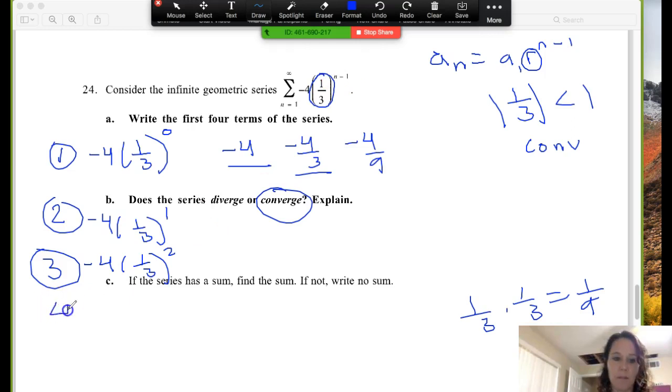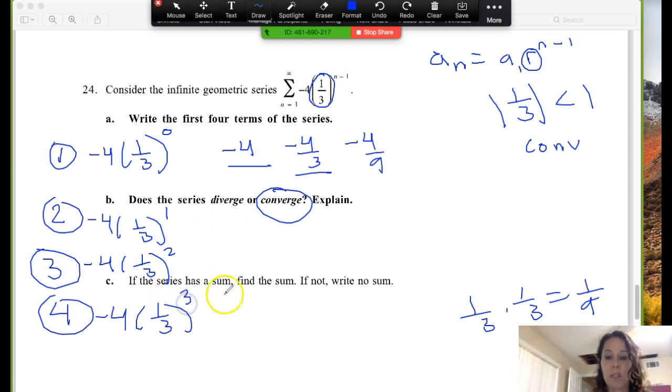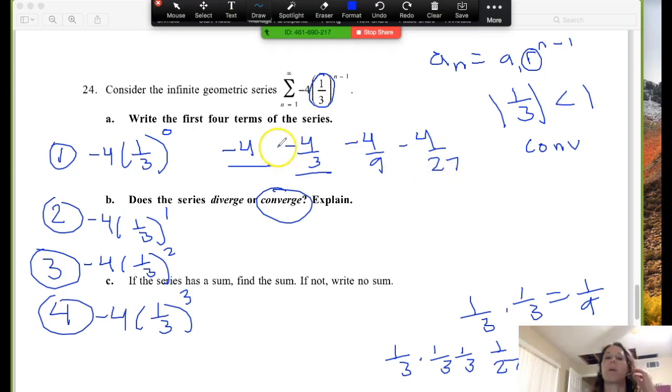Now go ahead and plug in 4. You're going to go -4 times 1/3. 4 minus 1 is 3. So this is 1/3 times 1/3 times 1/3, which is 1 over 27. So 1 over 27 times -4 will be -4 over 27. So you can see this will get smaller and smaller and smaller. So there are the first 4 terms of my sequence. It does converge because this denominator gets bigger and that's going to make that number get smaller.